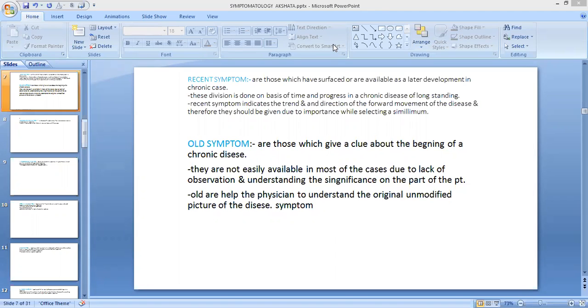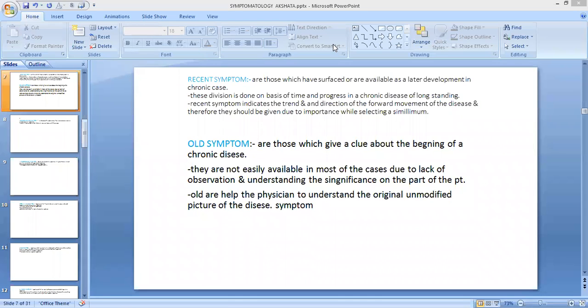These symptoms also have to be considered, because with the help of these recent symptoms we are able to understand the trend of the disease. Then, old symptoms. Old symptoms are those which give a clue about the beginning of a chronic disease. They are not easily available in most cases due to lack of observation and understanding of the significance on the part of the patient.